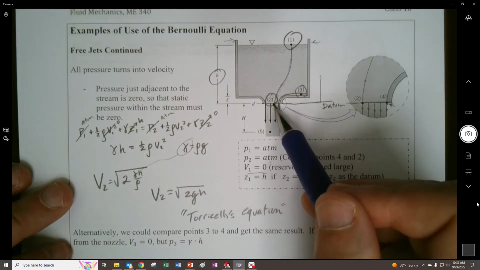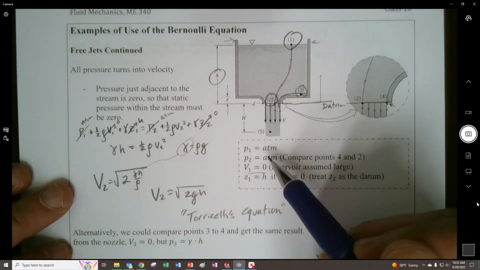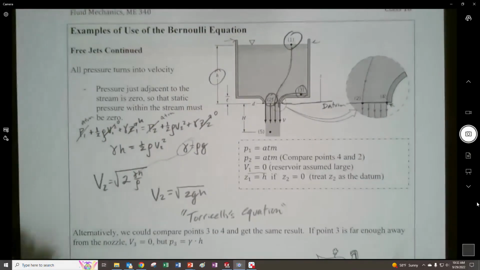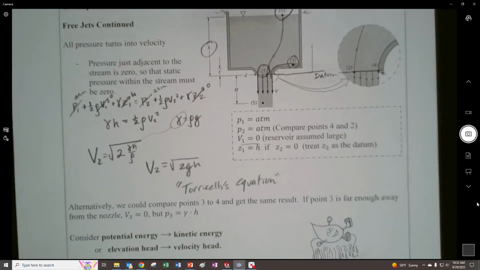Now, numerically, it might work out, but that's only because 2 and 4 share a lot of the same things right there. So just be aware. We want to try to make sure that we're staying within the boundaries we're allowed to.